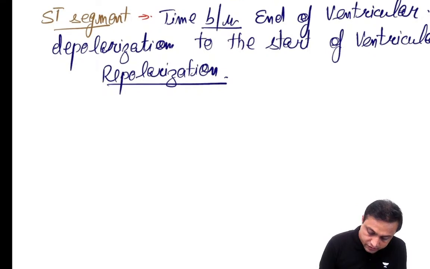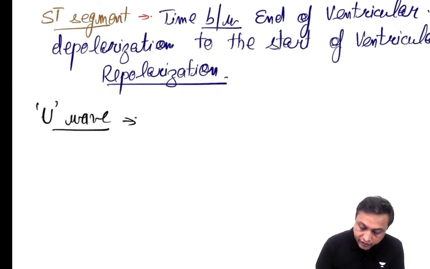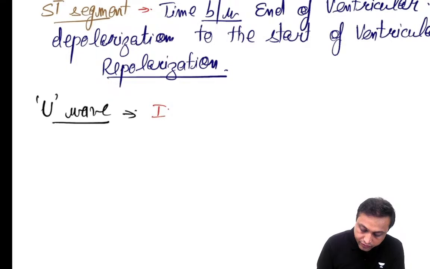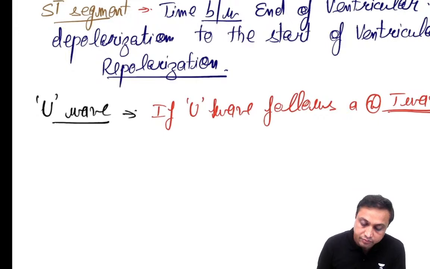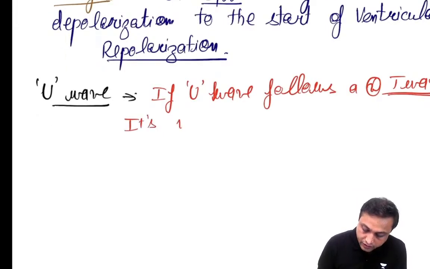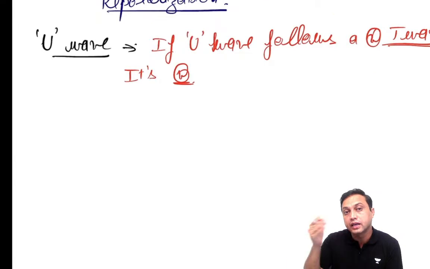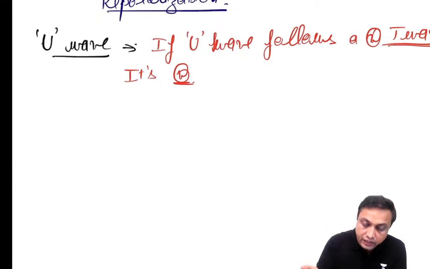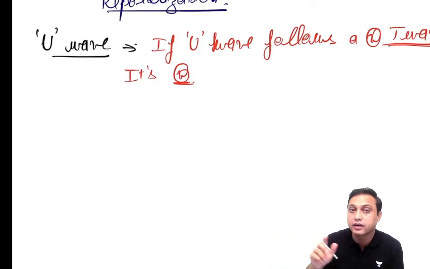So guys, let's talk specifically about the U wave now. In a case where the U wave follows a normal T wave, then what does it mean? It's a normal thing. But if you find that the T wave is not present, or the T wave has any abnormality, or let's say there is a flat T wave, but despite the flat T wave there is a U wave, then it is always abnormal.